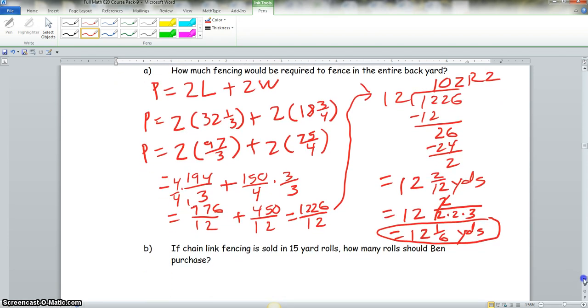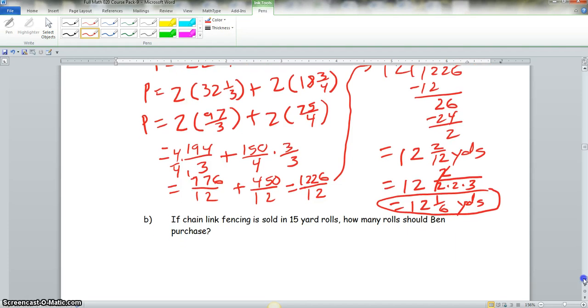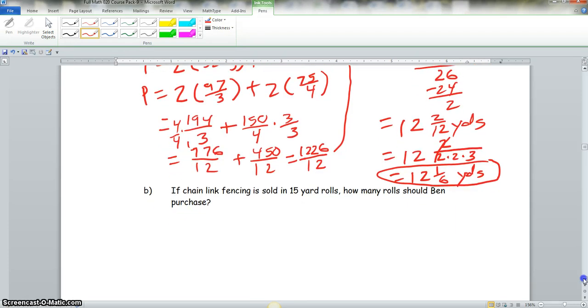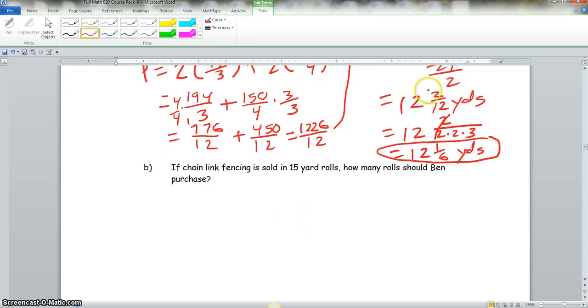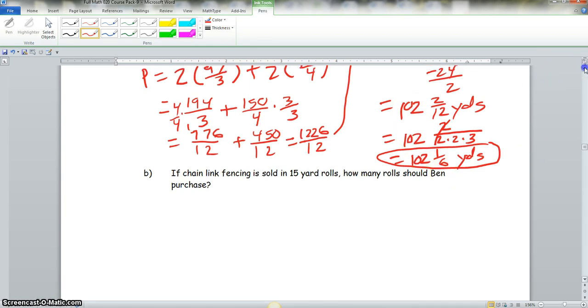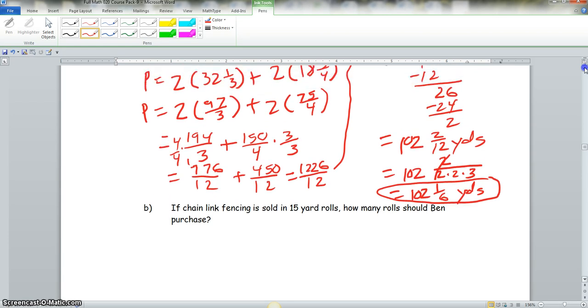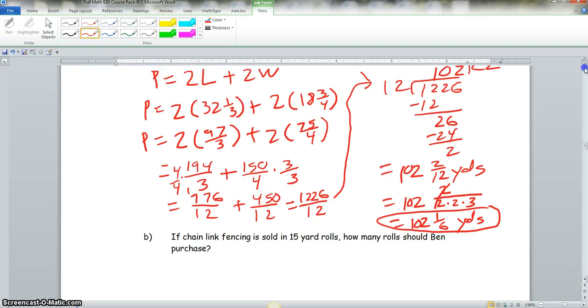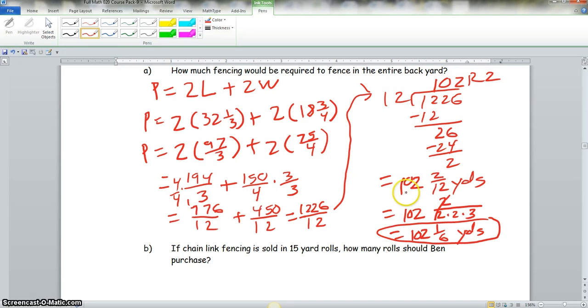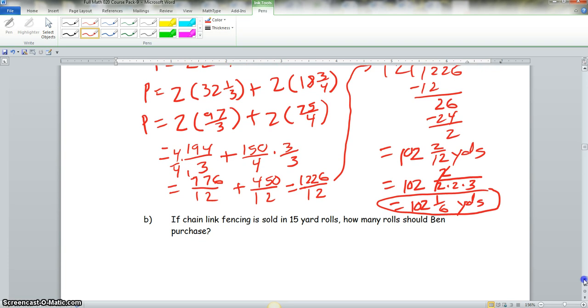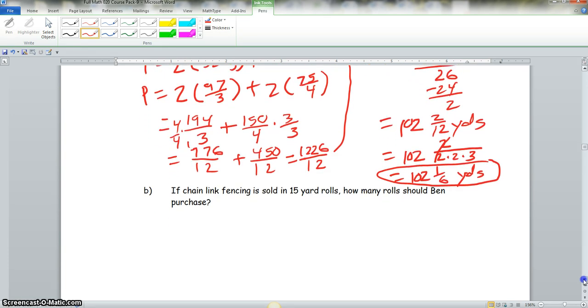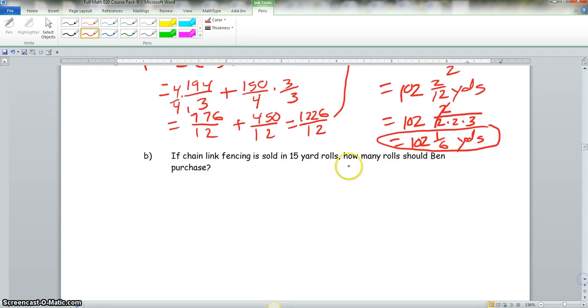Okay, now it says if chain link fencing is sold in 15-yard rows, how many rows should be purchased? Well, actually, I'm sorry, this should be 102, not 12. It's 102 and 1/6 yards. Let's just go back up here. It was 102, not 12. I guess the 0 may have disappeared earlier.